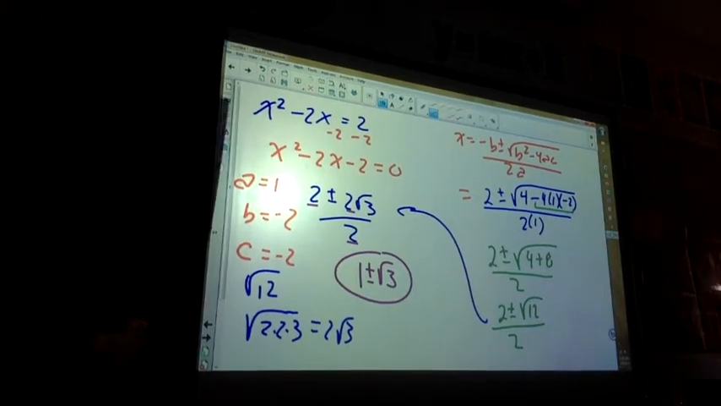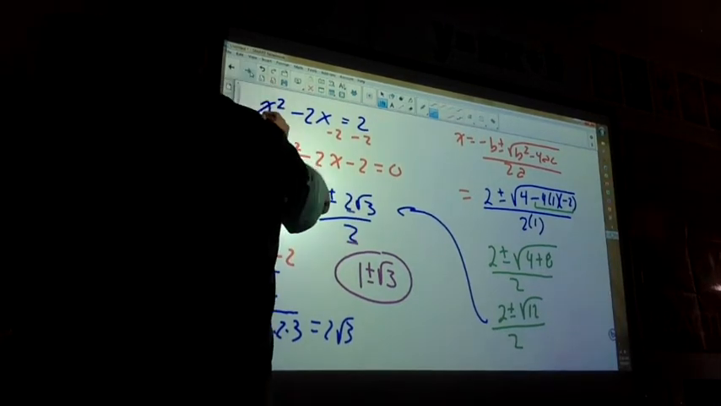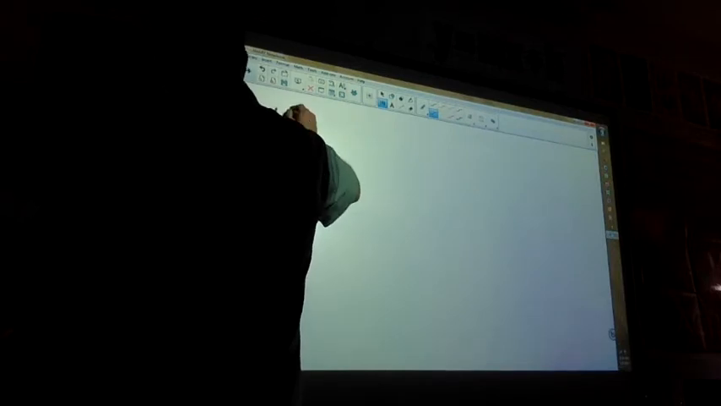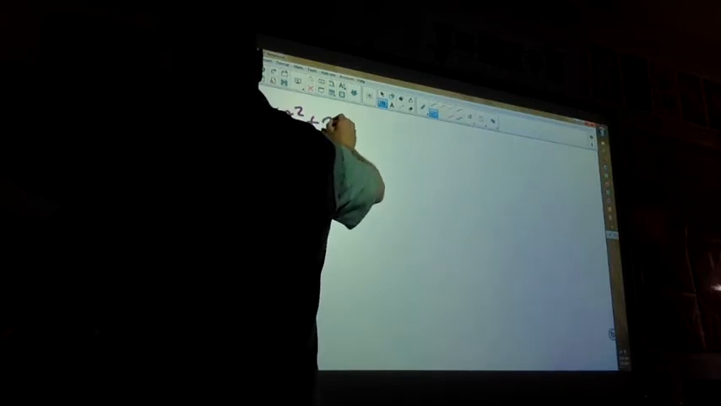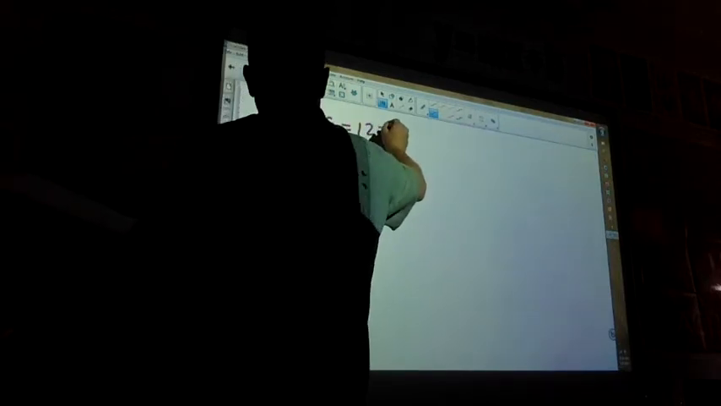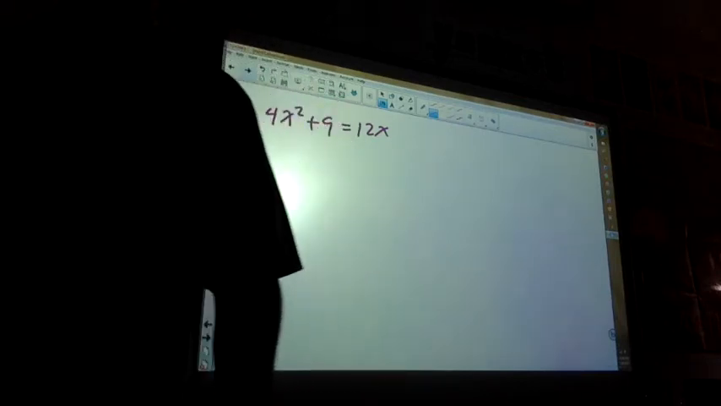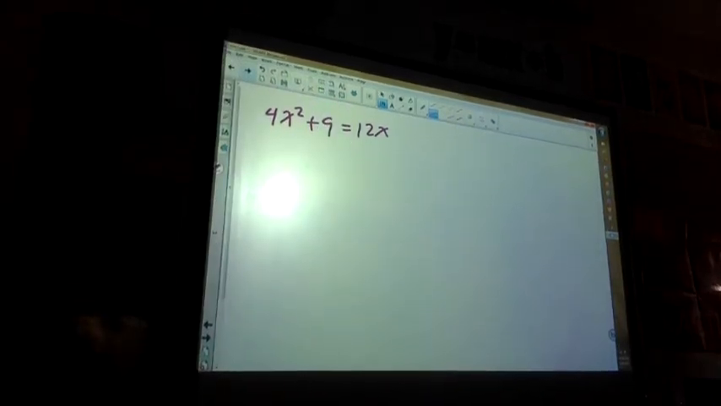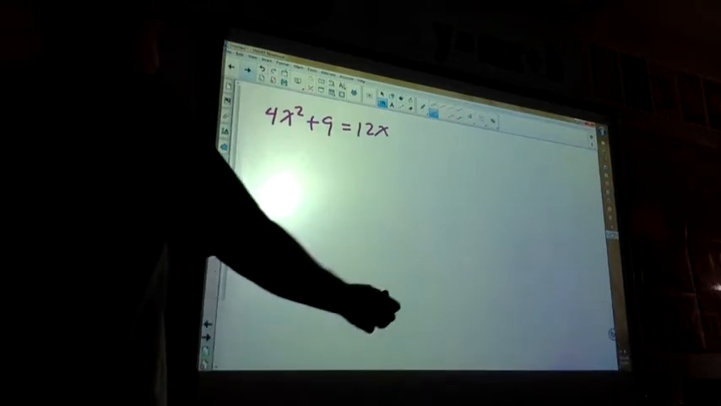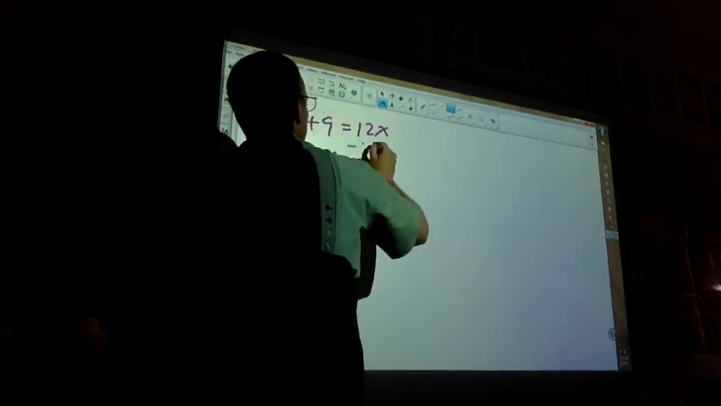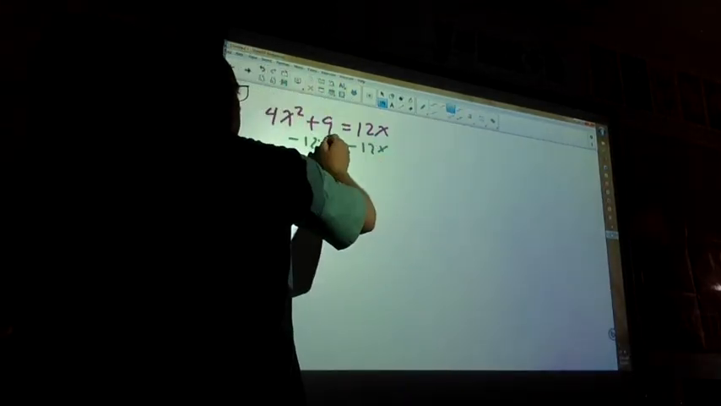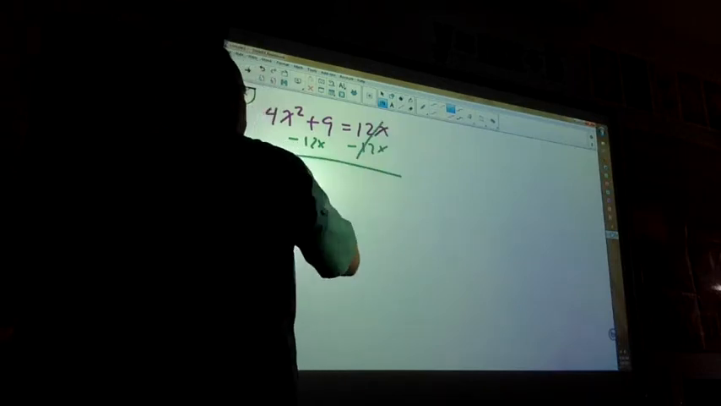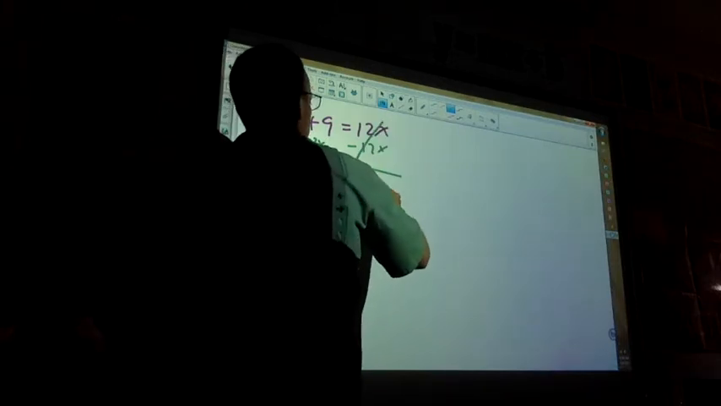Number 11. 4x squared plus 9 equals 12x. Is it equal to 0? No. What do I have to do to make it equal to 0? Take away 12x, right? You're subtracting 12x here, subtracting 12x here. Combining any like terms, those cancel, so I get 4x squared minus 12x plus 9.